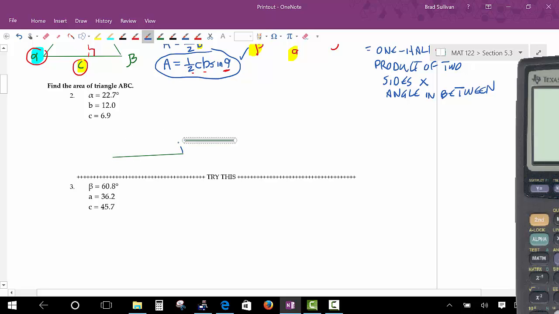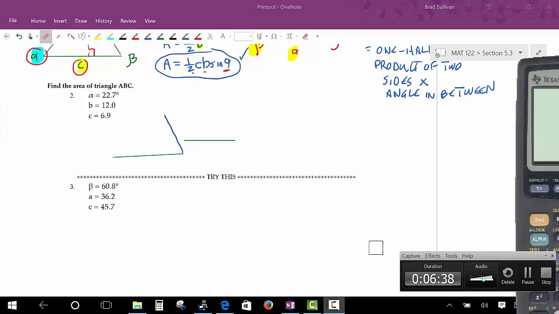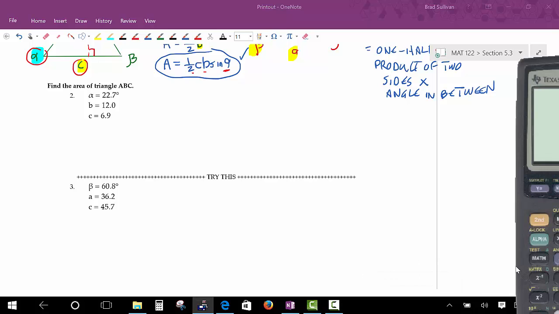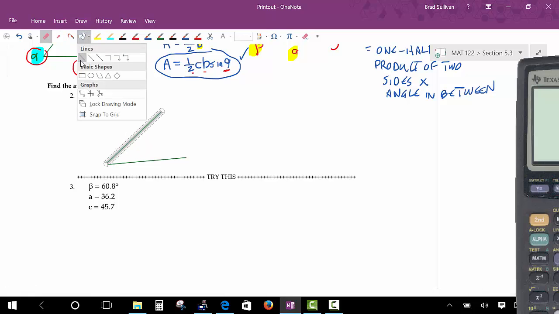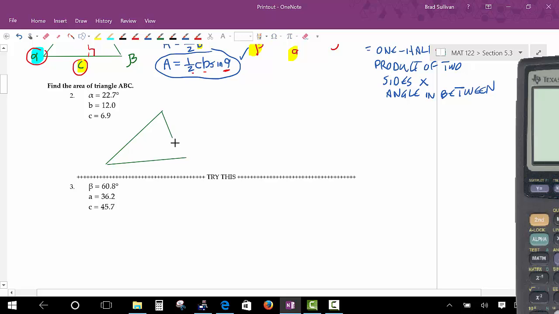Okay, so to begin with, let's get a triangle drawn. I'm having a little bit of trouble with my program here. Any type of oblique triangle will do. And let's label what we're given and see if we have the side angle side case.